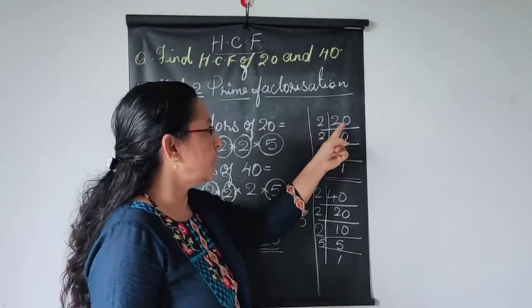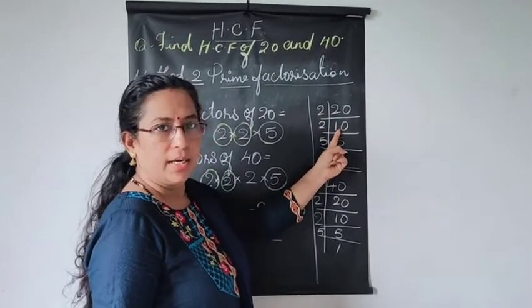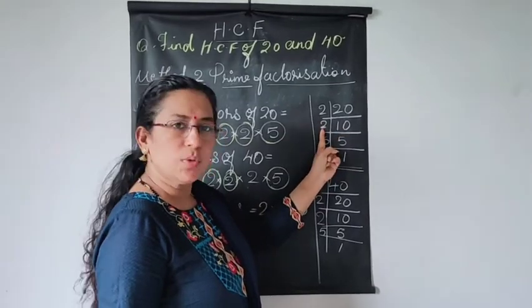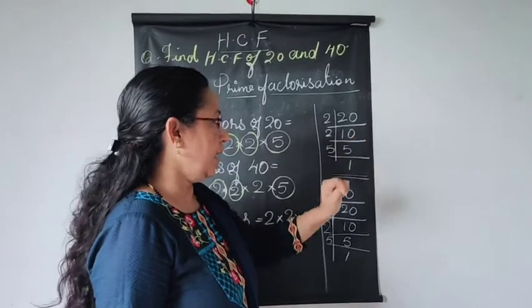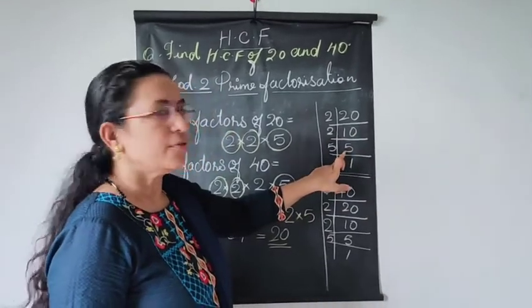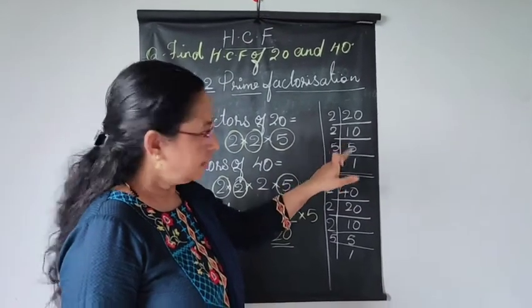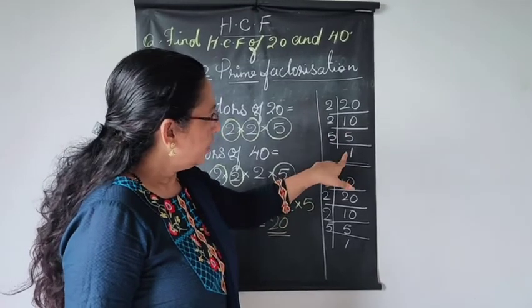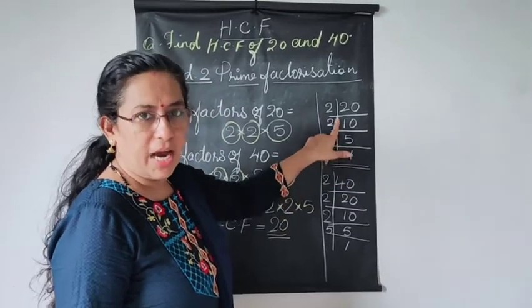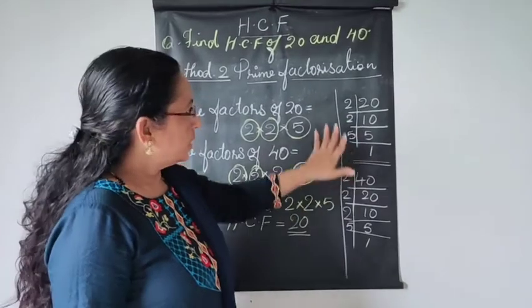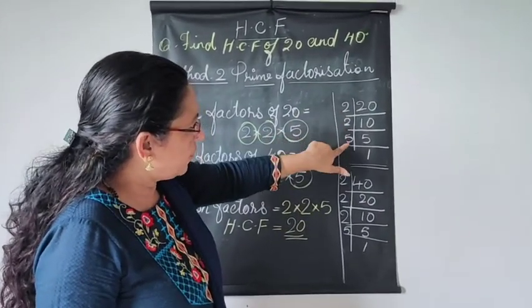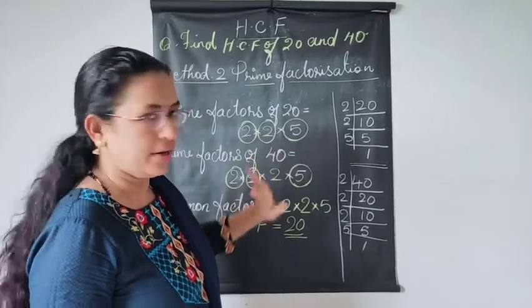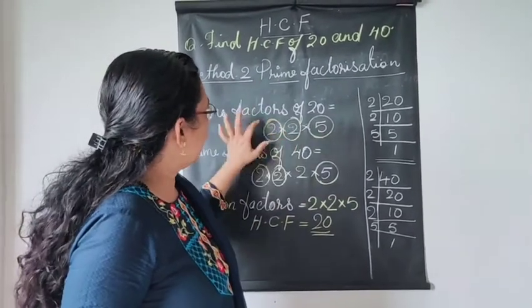So 10 2s are 20. Now 10. Again, 10 divided by 2 is possible? Yes, we can. 5 2s are 10. Now 5. 5 divided by 5 is equal to 1. Till we get 1, we have to divide. So now the prime factors are 2 and 2 and 5. Now the prime factors of 20 are over.